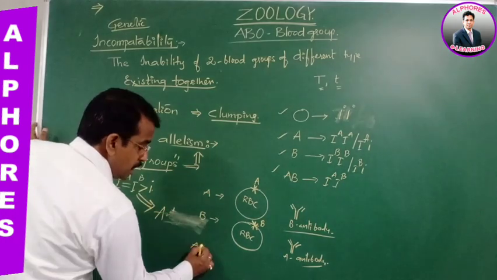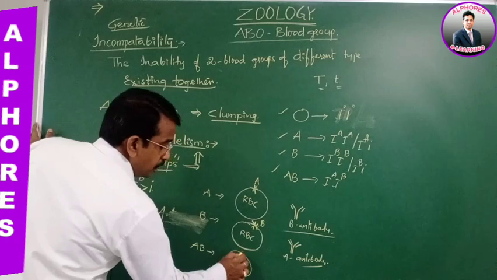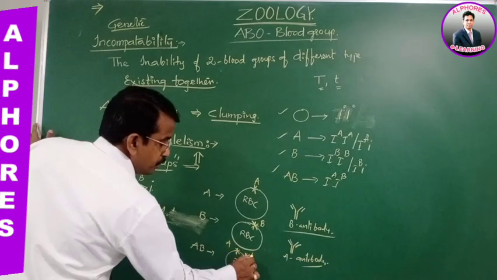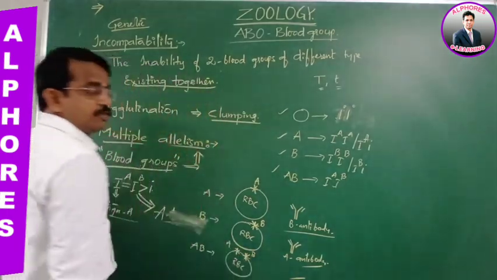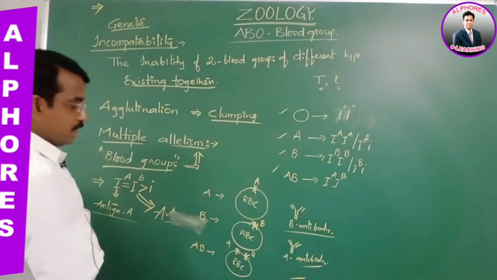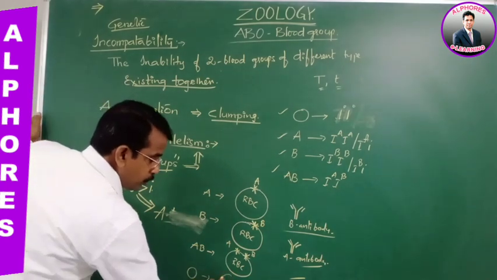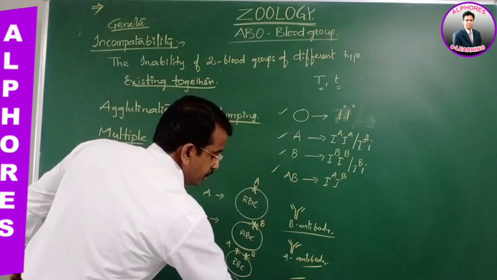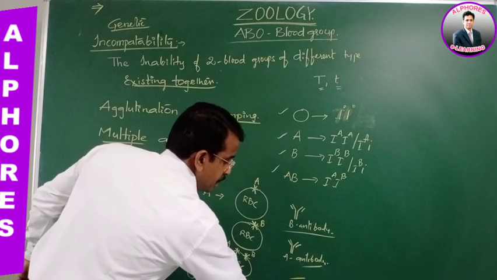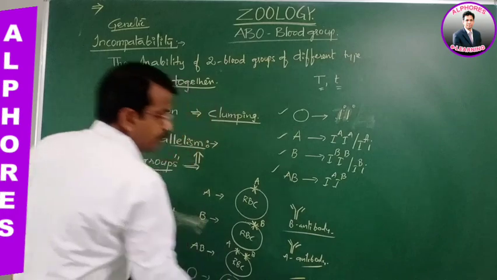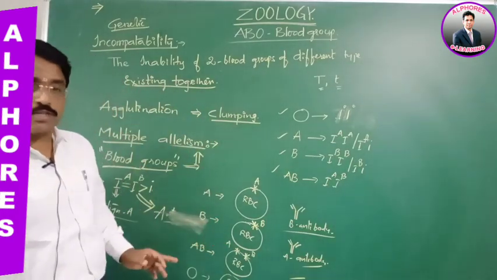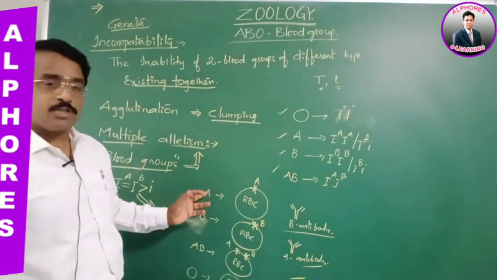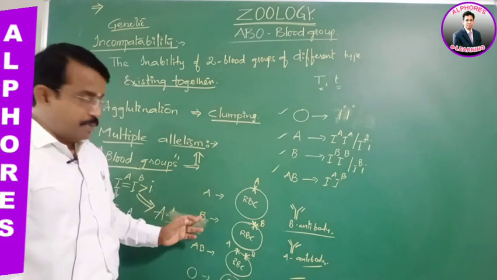Next, AB is a phenotype with A and B antigen on its RBC: A antigen and B antigen on its RBC and no antibodies. Whereas the O blood group has no antigen on its RBC, but A and B antibodies in its blood plasma. I repeat, the ABO blood grouping system has four phenotypes: A, B, AB and O.